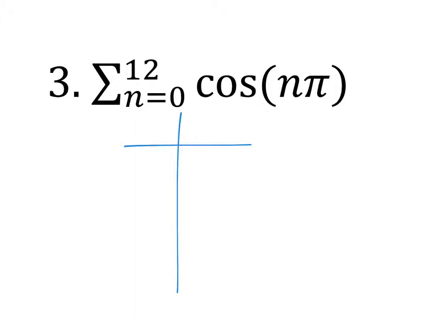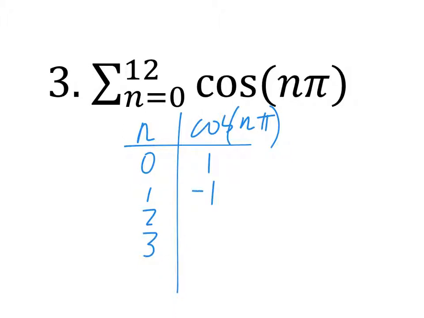Alrighty, let's see. The sum of cosine n pi. Okay, we start at 0, and then 1, 2, 3, and then you'll see a pattern really soon, so you really don't want to write everything out. Cosine 0 pi means cosine 0, that is 1. Cosine 1 pi is cosine pi, so that's -1. And then it's going to go 2 pi, which is 1, 3 pi is -1, and then so it's going to sum up to 0, right?